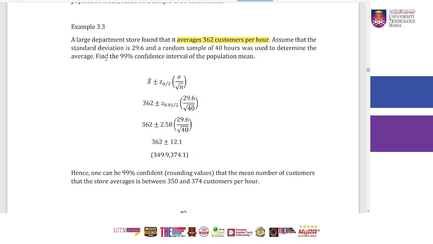So, dia ada dia punya standard deviation 29.6 and a random sample of 40 hours. So, random sample, this is the sample size. So, dia nakkan 99% confidence interval. Okay. So, in this case, kalau 99% confidence interval, you have 2.58 over here.